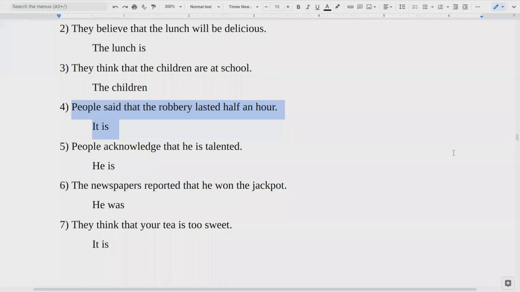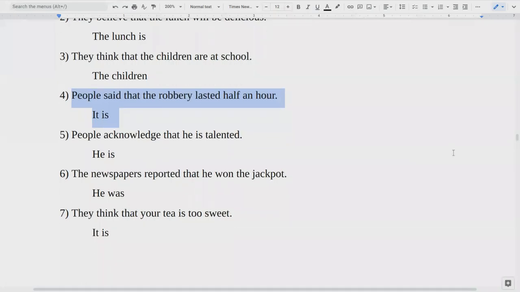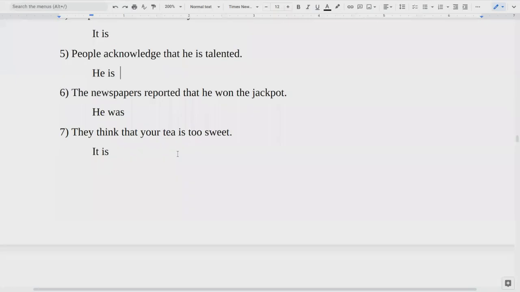People acknowledge that he is talented. He is acknowledged to be talented. It is acknowledged that he is talented. Acknowledge гэдэг нь хүлээн зөвшөөрөх гэсэн утгатай.